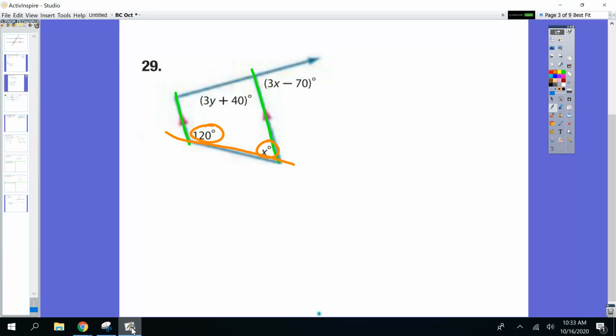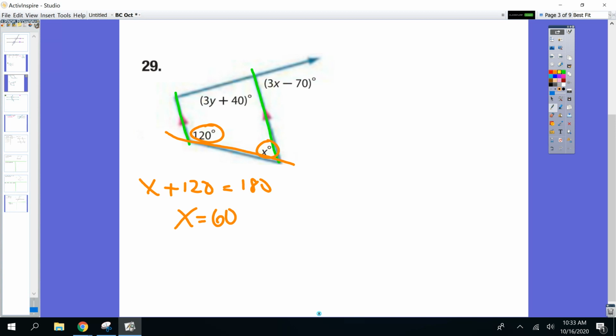They're the same side interior. Same side interior. What do I know about them? They're supplementary. That helps me write the equation to know that they add up to 180. Boom, done. Everybody's good. Questions? So x came out to be 60 here, right? Okay, so you got x is 60.